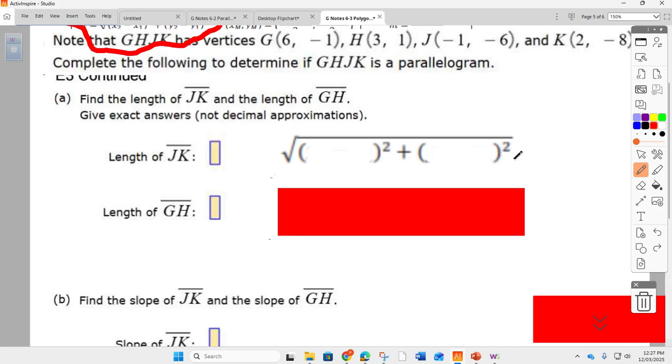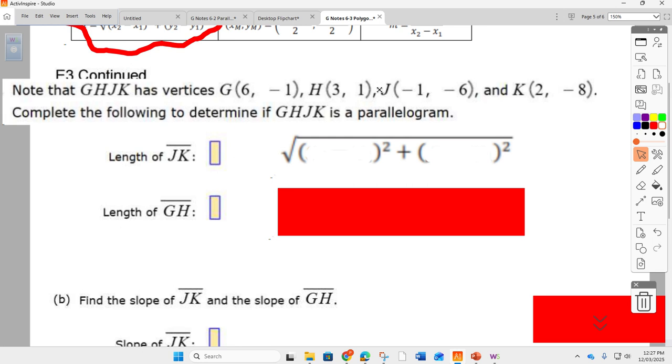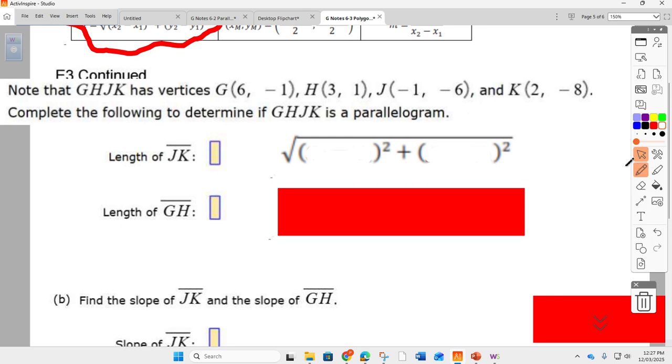So I need to be able to see these ordered pairs here. For JK, x and y, x and y. These are the endpoints of JK. We use those to find the length of JK. The length of GH, we're going to use this. So we're going to start with x. The formula says x sub 2 minus x sub 1, but that order doesn't matter. We just have to make sure if we use this x first, we use this y first. Right, so that's what we're going to do.